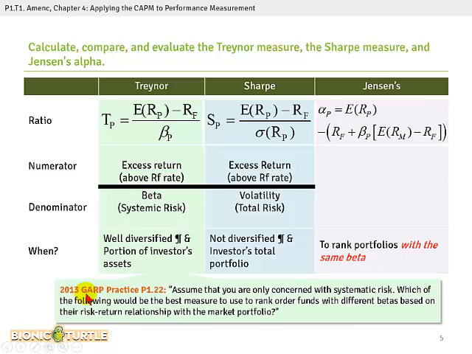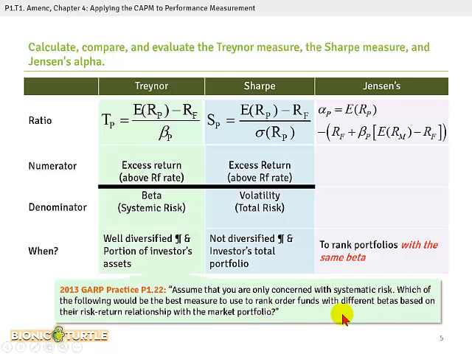Here in 2013, we have a GARP practice question. You can see I've highlighted that, just to show how the FRM might tend to quiz something like that. So this is sort of instructive. Look at the question here. Assume that you are only concerned with systematic risk. Which of the following would be the best measure to use to rank order funds with different betas based on their risk-return relationship with the market portfolio?